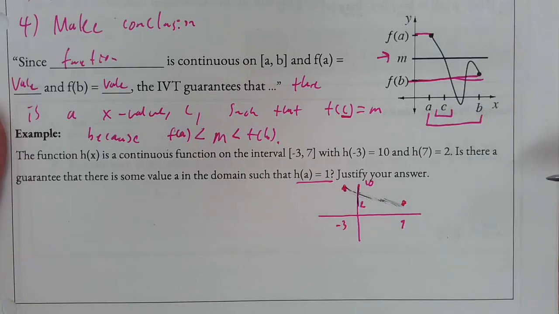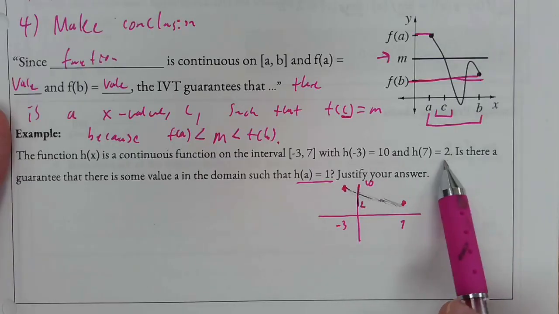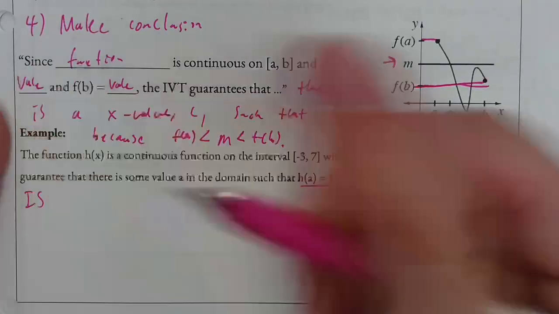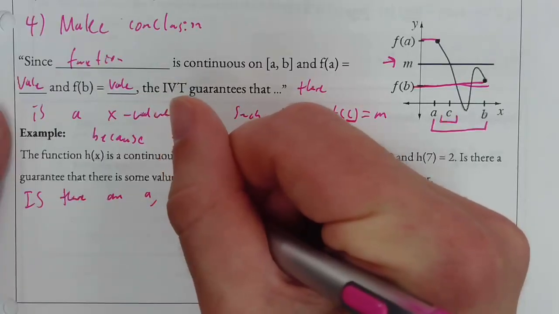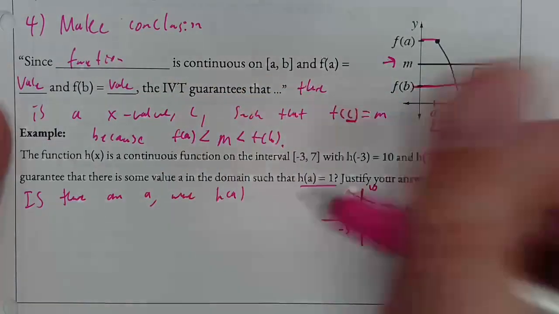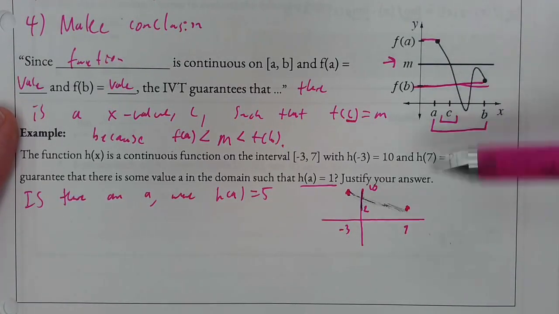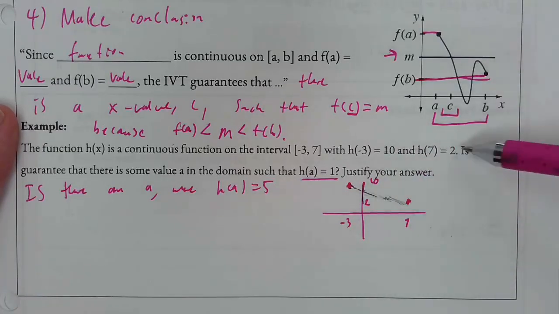No. Why is that? Why is 1 not guaranteed? Because is 1 between 10 and 2? No. So that's how you know. But if you said, let's do a different version, is there an A where h of A equals 5, would that be true? Yes, because is 5 between 10 and 2? Yes. So the y value that we're looking for has to be between the two y values of h of A and h of B.